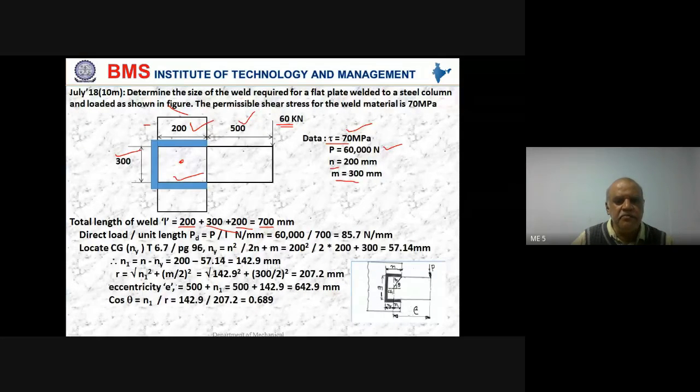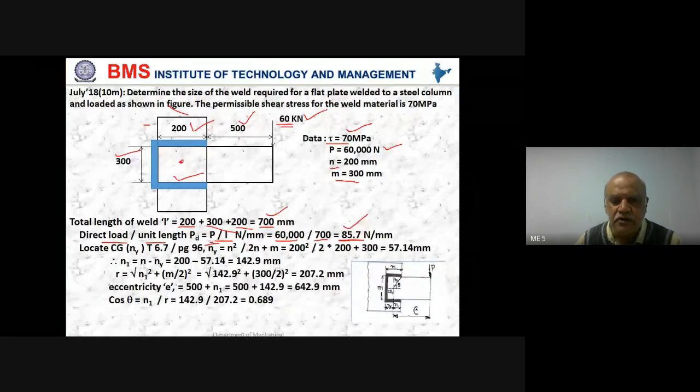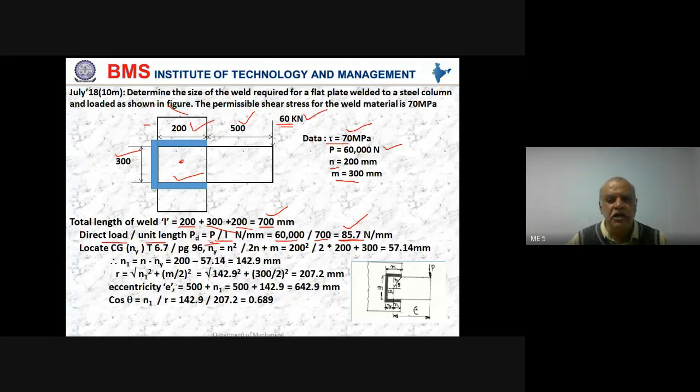Next step is to find the direct load per unit length, given by load by total length of the weld L. So P given in the problem is 60 kilonewton, so 60,000 divided by 700, the total length of the weld. Divide P by L and you will get the load per unit length. So for every millimeter, what is the load carried is what we get in direct load per unit length.